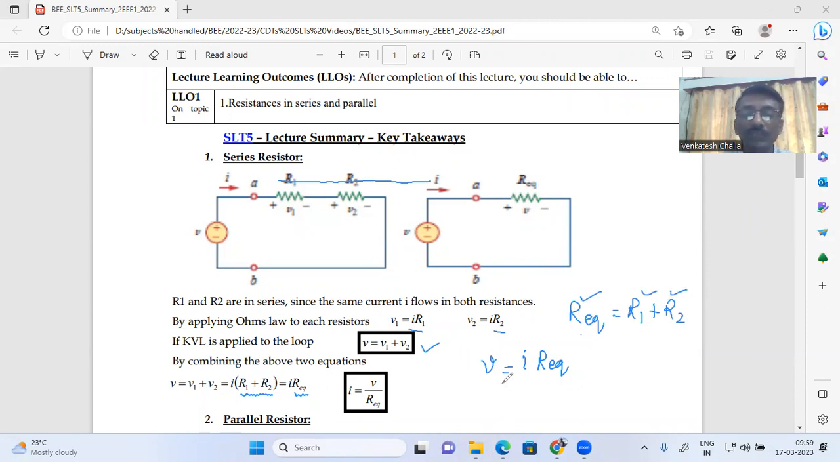So from this, I can now find current. I is equal to what? V divided by R equivalent. So if I know the total voltage, and if I know individual resistors R1 and R2, I can calculate R equivalent and then I can calculate the current. So that is the use of this relation.